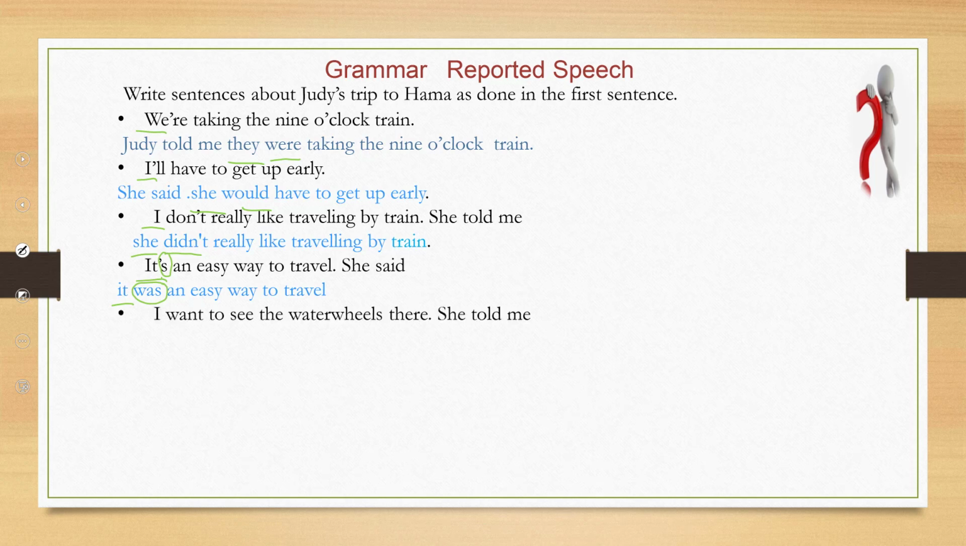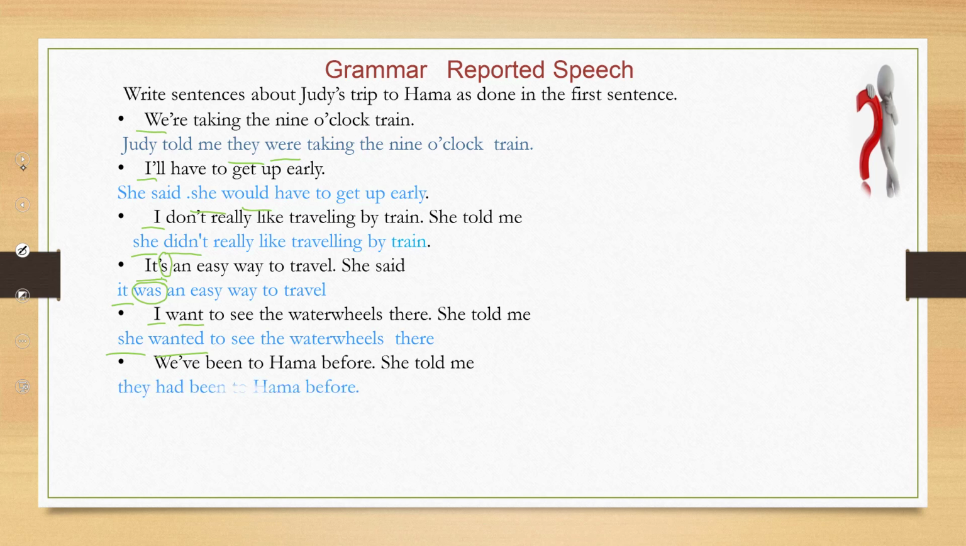I want to see the water wheels there. She told me. I is changed into, yes, into she. Want is changed into wanted. To see the water wheels there. Next, we've been to Hama before. She told me. We is changed into they. Have been, which is present perfect, should be changed to past perfect, to Hama before.